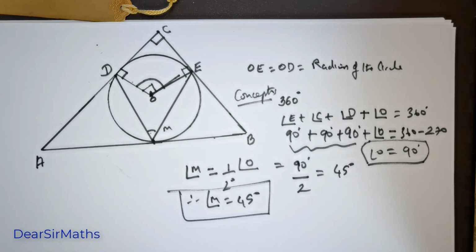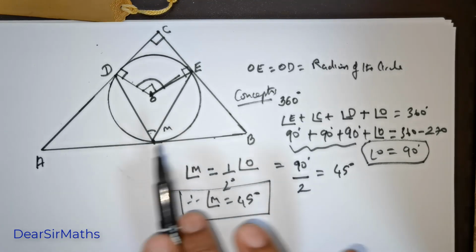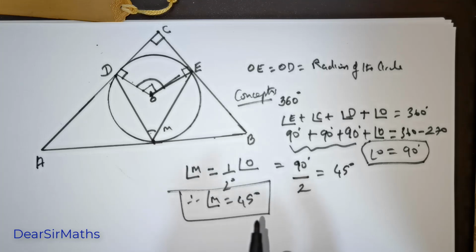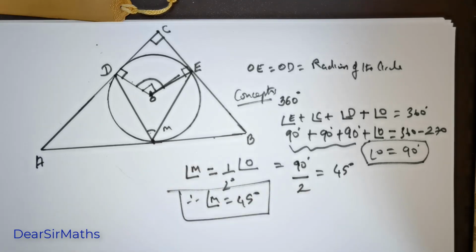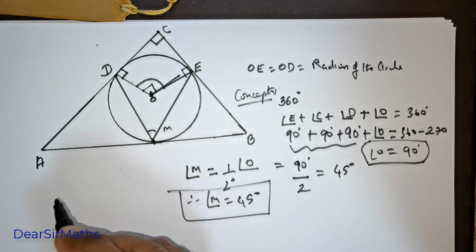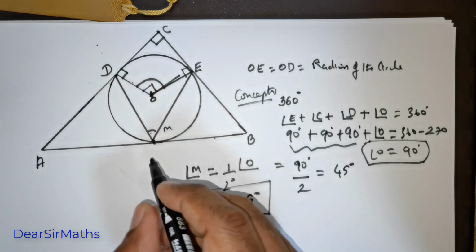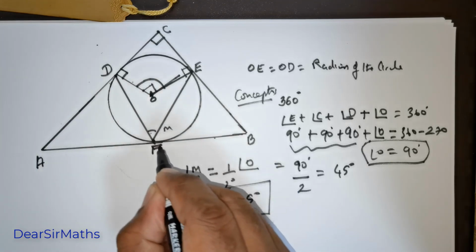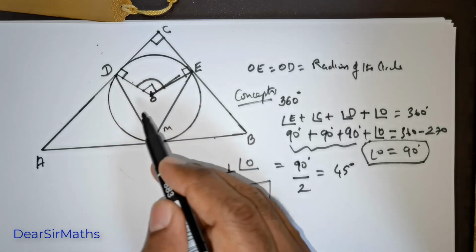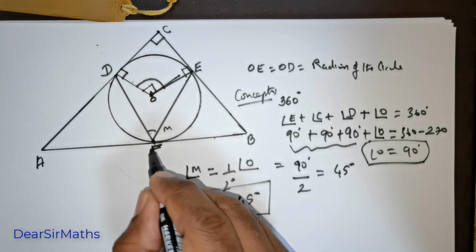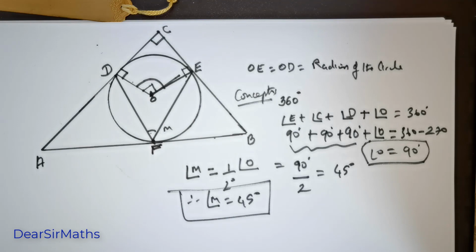Now, if you do not apply the concepts which I've shown you here, what would happen? Usually how people will handle this question, I'm going to show that to you. Now, as I mentioned to you, there is a tangent at D. There is also a tangent at F, right? The circle is inscribed inside the triangle, and there is a tangent at F and there is a tangent at D. Similarly, there's a tangent at E, right?